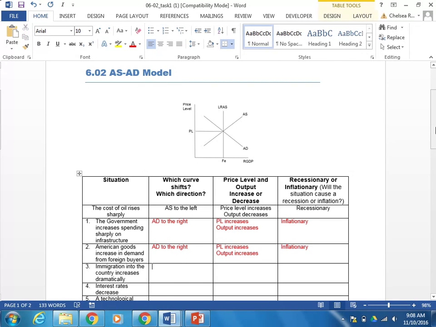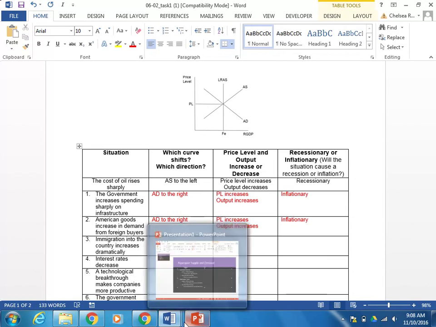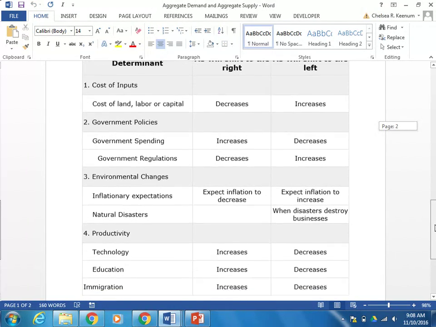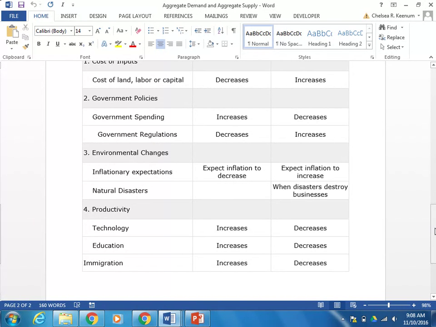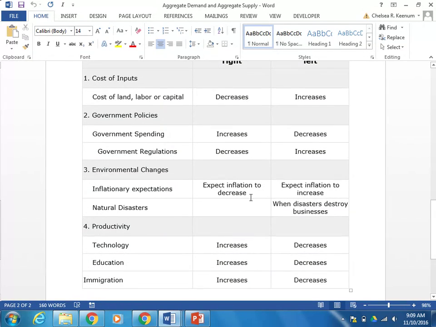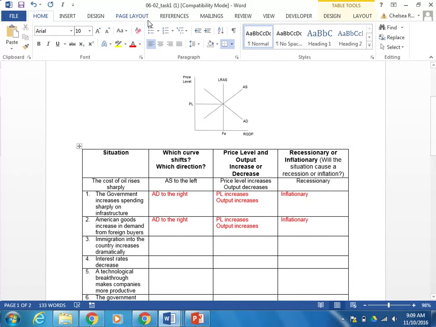Okay, we'll do number 3. Immigration into the country increases dramatically. That's got to do with supply. There's more people now. Okay, immigration increases, so there's more people in our country that want different things. Okay, so consumers are going to have to supply more stuff. Okay, so the AS is going to shift to the right. It's going to have to increase. Whoops, sorry.